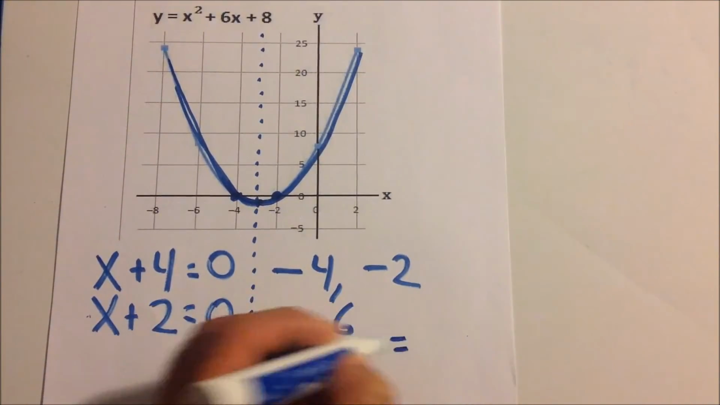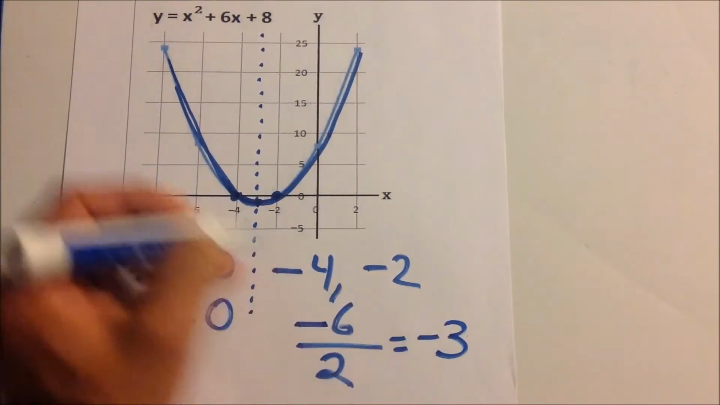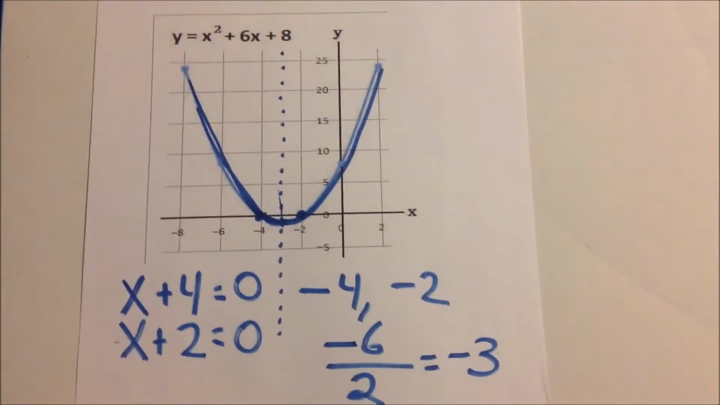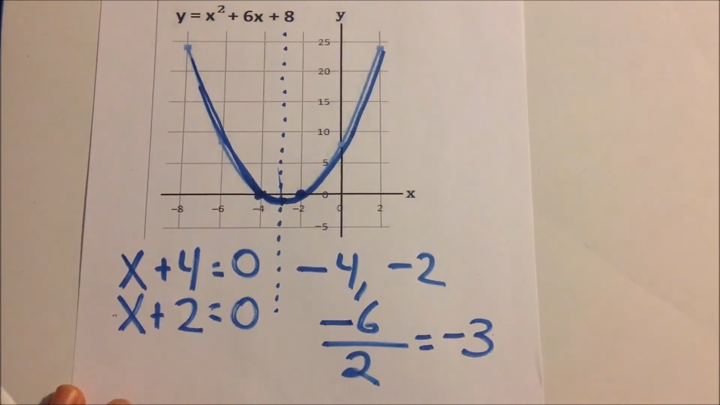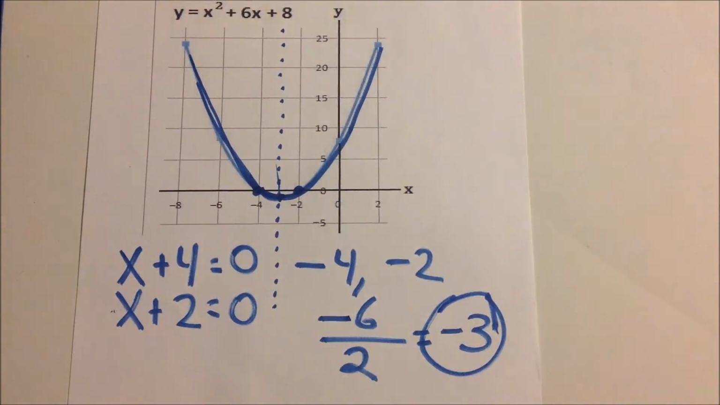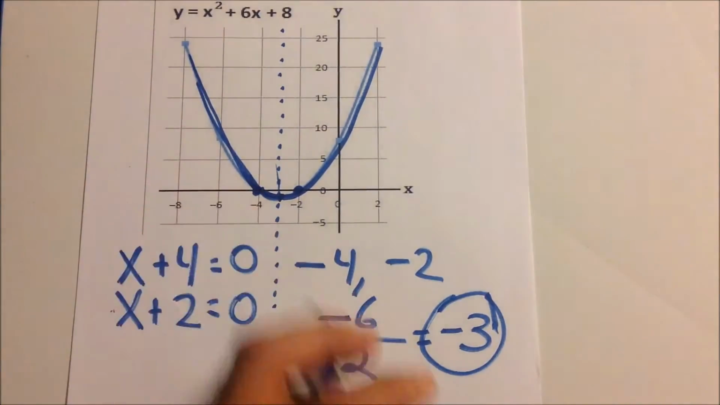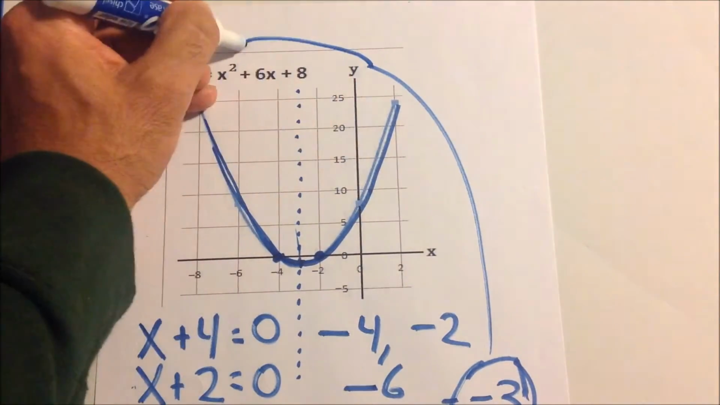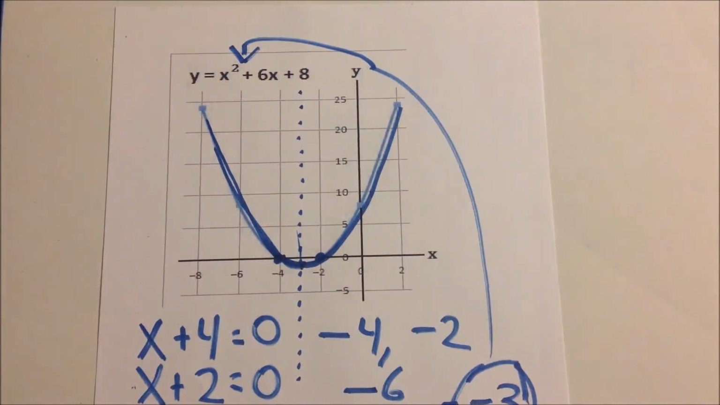And you'll get the axis of symmetry is negative 3, right in the middle, as you can see on the graph. Now, negative 3 is the axis of symmetry. To get the vertex, we're going to take negative 3 and plug it into the original equation. Okay, so take negative 3 and plug it into the original equation.